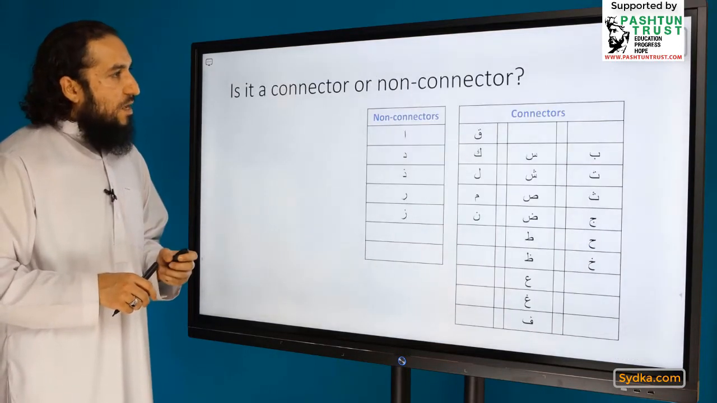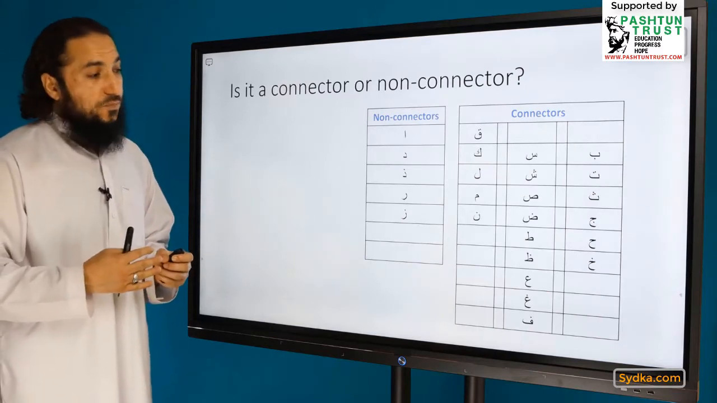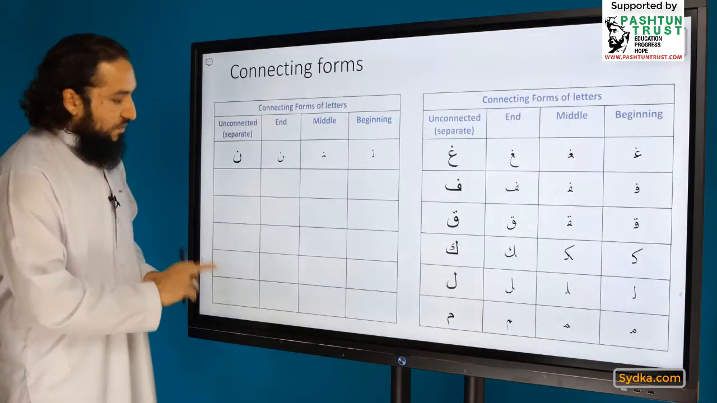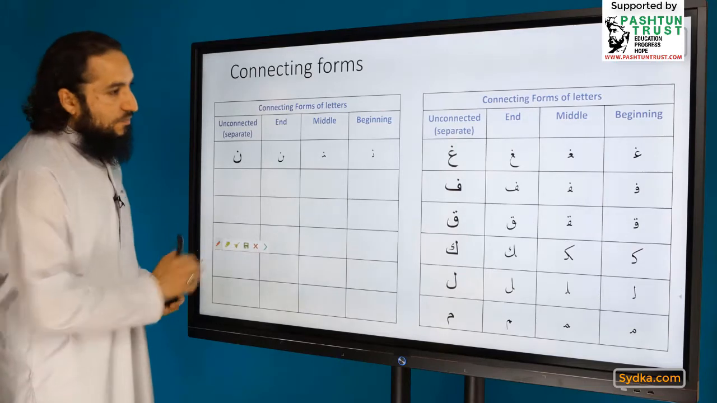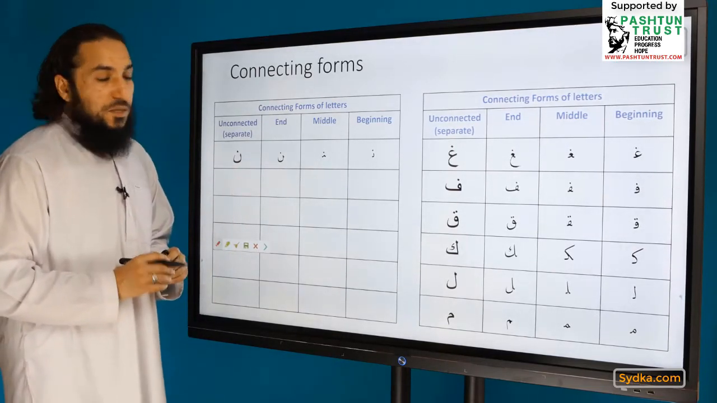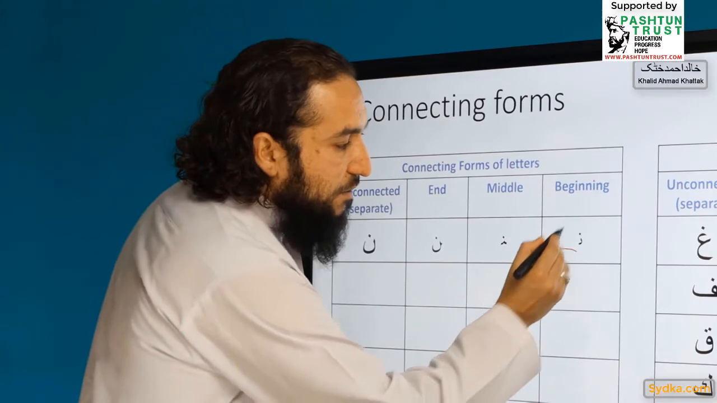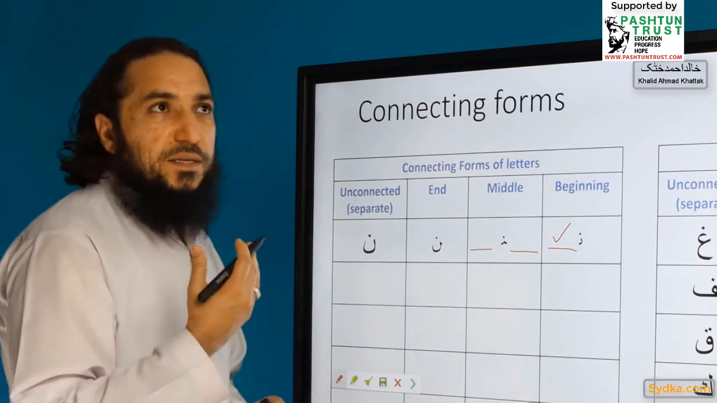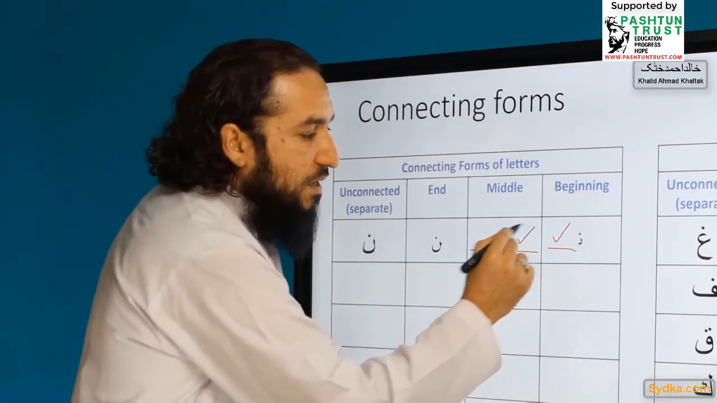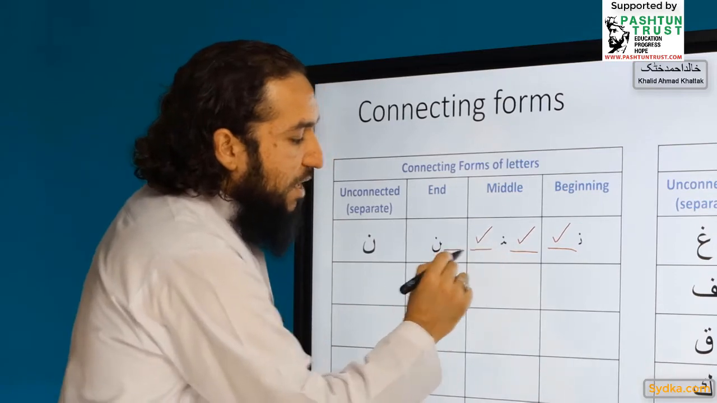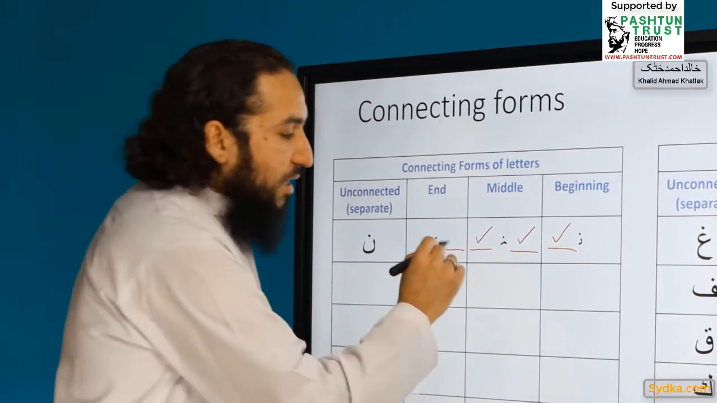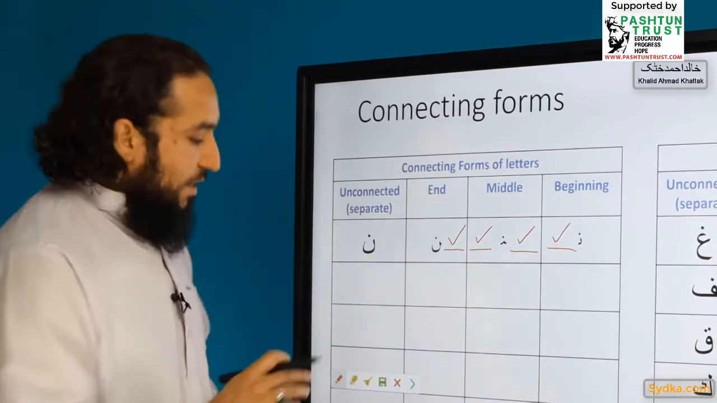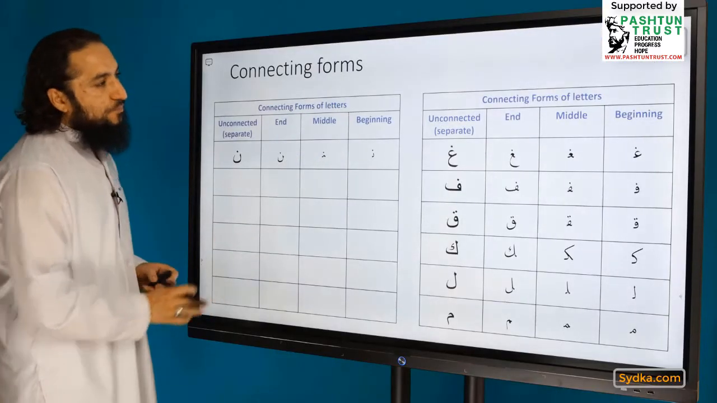Is it a connector or non-connector? It is one of the connecting letters, because if you see its form in the other slide, at the beginning of a word you can connect other letters to it after it. If it is in the middle of a word, you can connect other letters before or after it. If it is at the end of a word, you can connect other letters before it as well, which is the property of connecting letters. Hence it is a connector.